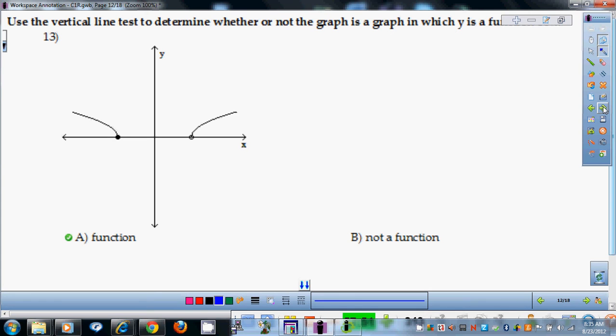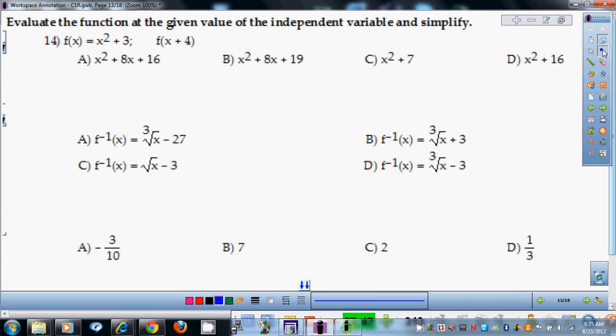All right. Again, I just put 3 questions up here. The only one you're looking at is the top one. Evaluate the function at the given value. This is really nothing more than a composition, really. 14.